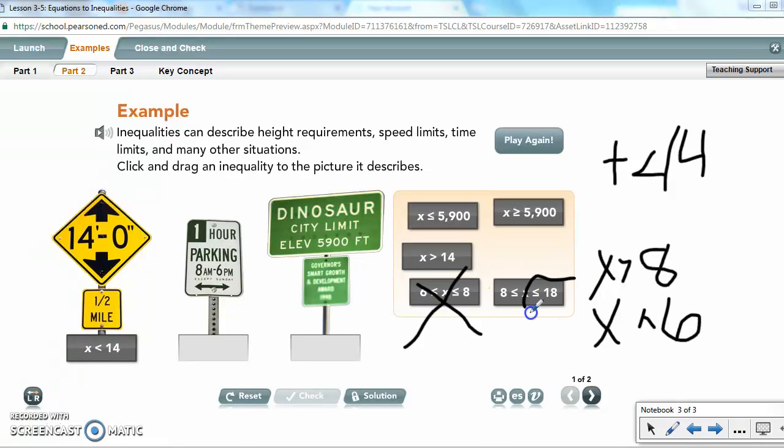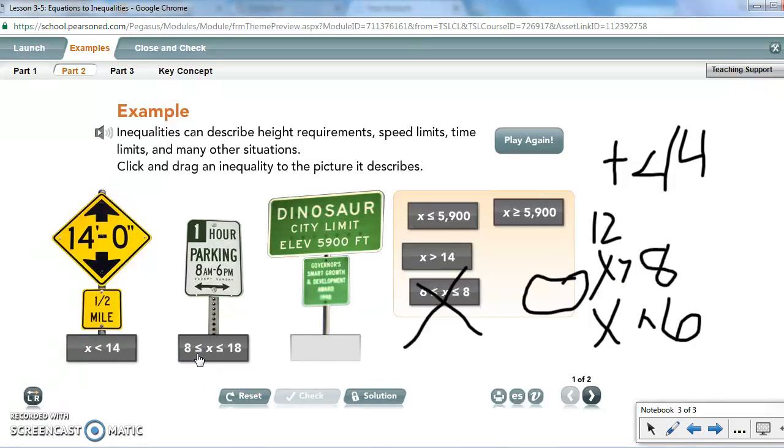And why would they use this 18? They're using this 18 because of military time. So if noon is 12, and then 1 p.m. is 13, 2 p.m., 14, 6 p.m. would be 18. So this would be our answer.